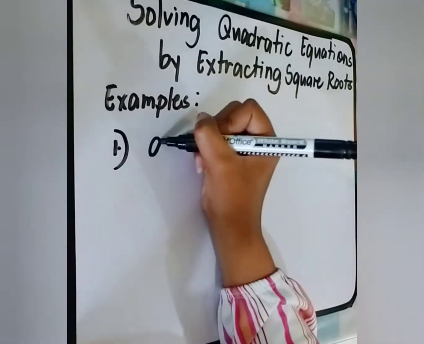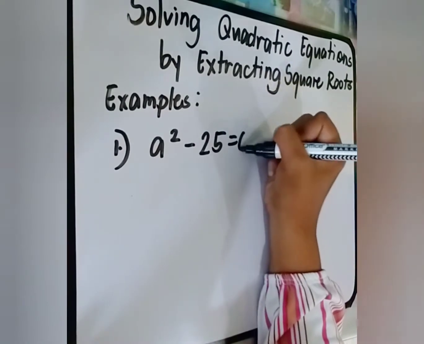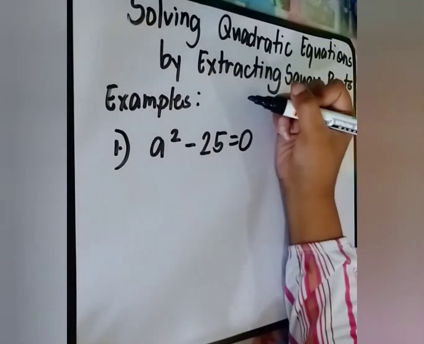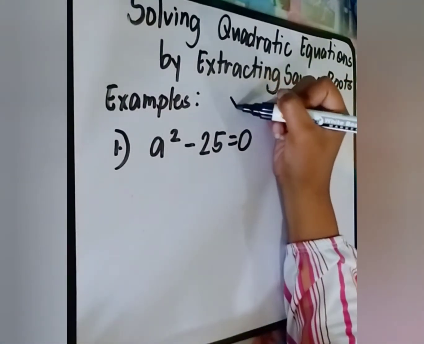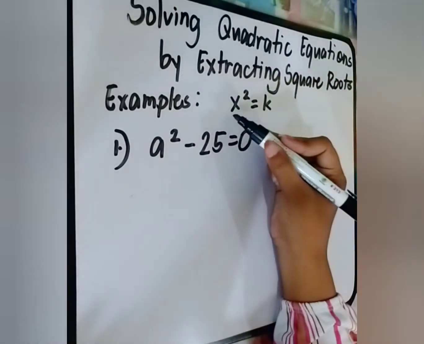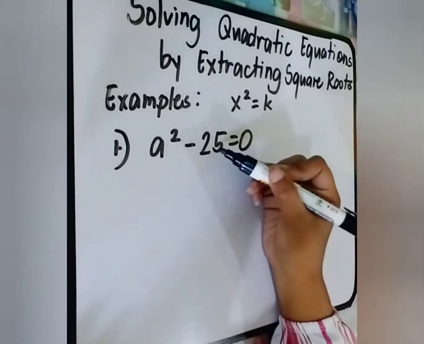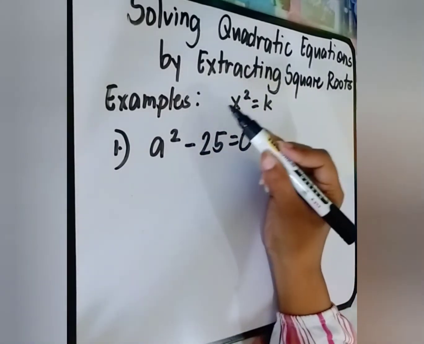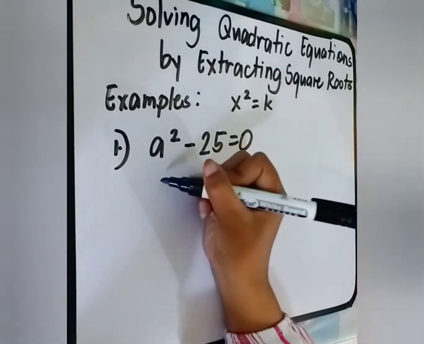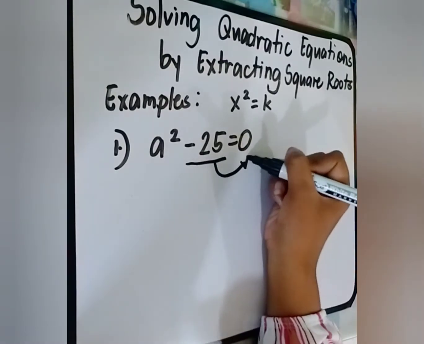Okay, so since na-define na natin yung quadratic equations and kung ano yung dapat hanapin sa topic na ito and also yung mga properties na dapat tandaan, let's have examples. So, example number 1. Example number 1 is a squared minus 25 is equal to 0. Tandaan, dapat muna i-transform natin tong equation na to into x squared is equal to k. Okay, so let's transform this equation into x squared is equal to k.